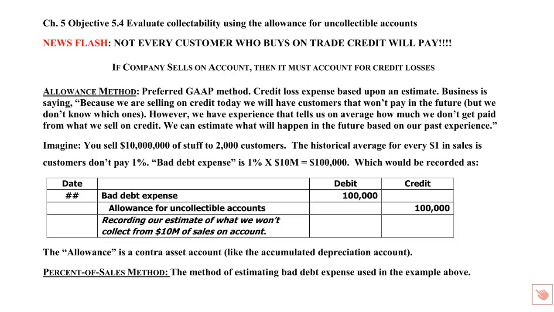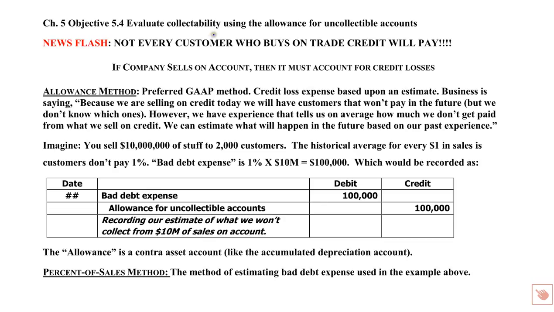We're still in Chapter 5. Now we're on Objective 5.4, and we're talking about evaluating the collectability of accounts receivable. So accounts receivable is credit that you give to your customers to buy your product. So there are some issues that come into play if you're selling on credit as opposed to cash.